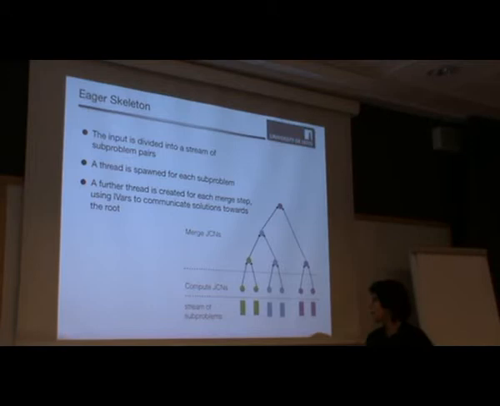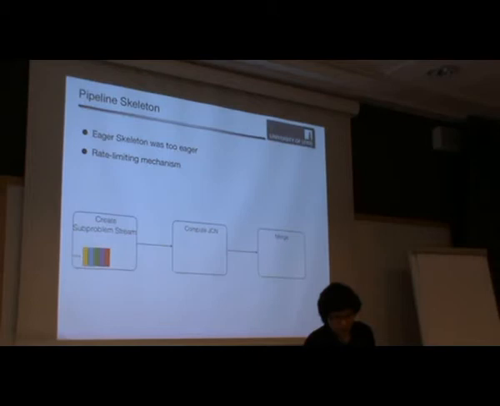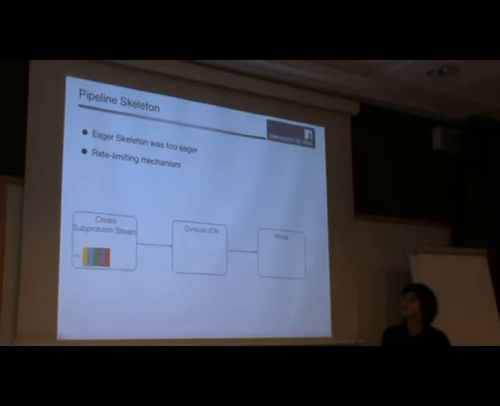This skeleton was consuming the stream very quickly, creating all these tasks, joint counter net computation and merger tasks, very quickly in the beginning of the process. So our analysis shows that it was too eager. So we decided to extend it with a rate limiting mechanism.